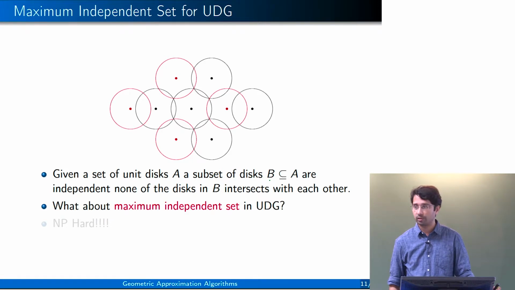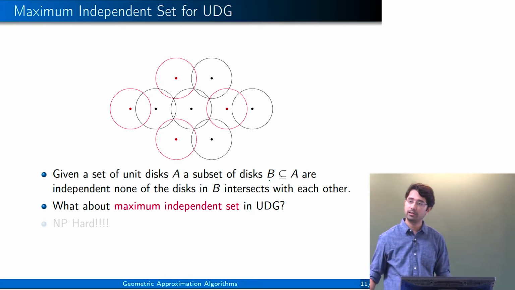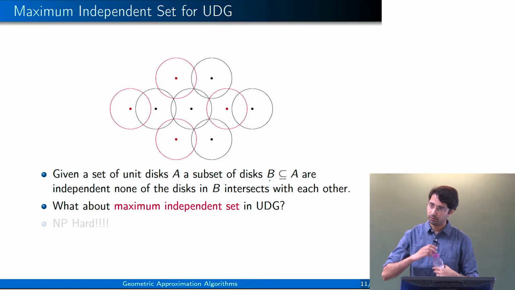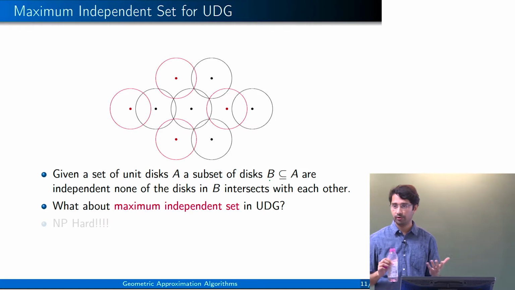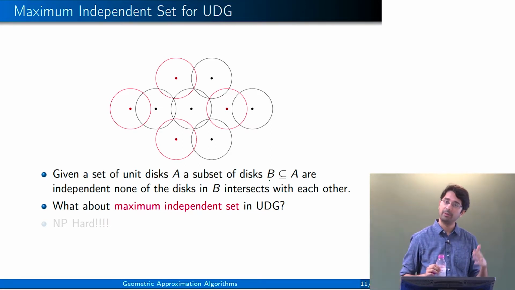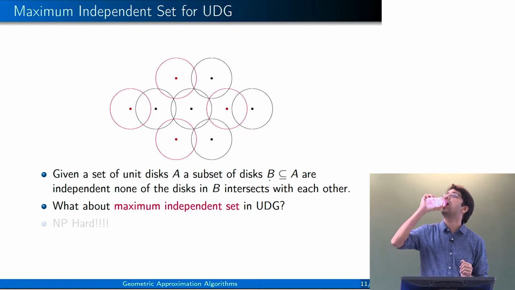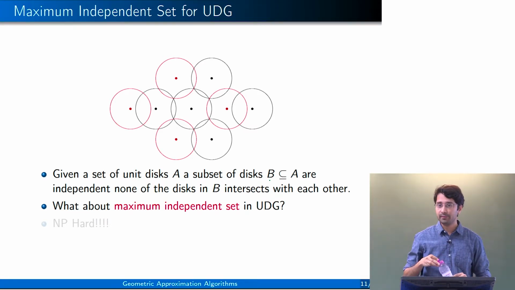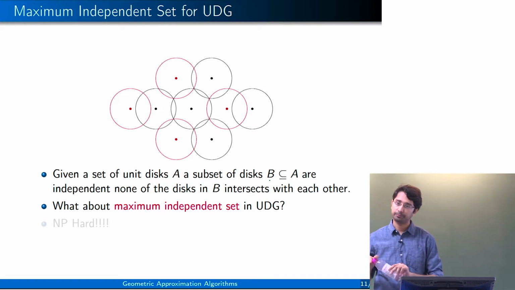But the unfortunate thing is that this problem remains NP hard even for unit disk graphs. Unlike clique, which is polynomial time solvable for unit disk graphs, this maximum independent set problem remains NP hard even for UDGs.